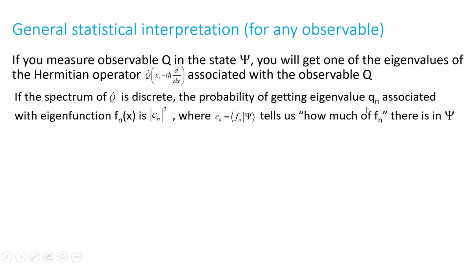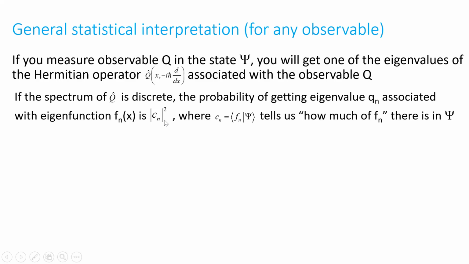So again, with an example here for the infinite square well, if our wave function psi was the ground state of the infinite square well, then our wave function psi would just be f1 of x. So Cn would be 1, and Cn squared would be 1. That means the probability of getting the ground state energy E1 would be 1, which makes sense.